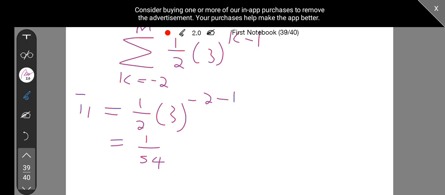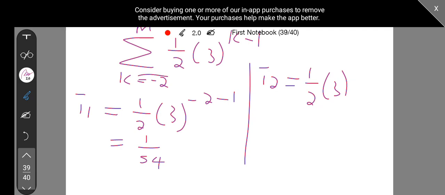Now we calculate the second term. T2 is equal to 1 over 2 multiplied by 3 to the power of... because we started by substituting negative 2 into the given expression, what are we now going to substitute? If you increase negative 2 by 1, what do you get? You get negative 1. This is going to be negative 1 minus 1. If you plug that into the calculator again, you should get 1 over 18. That is the second term.